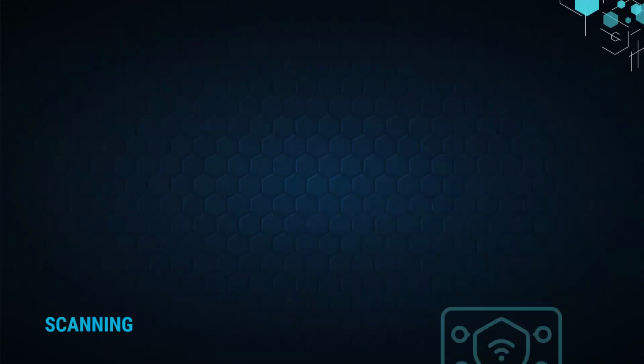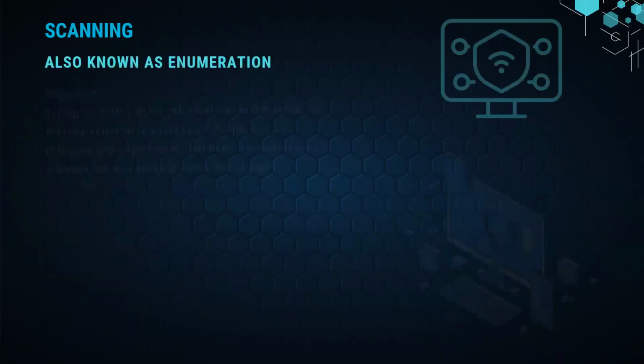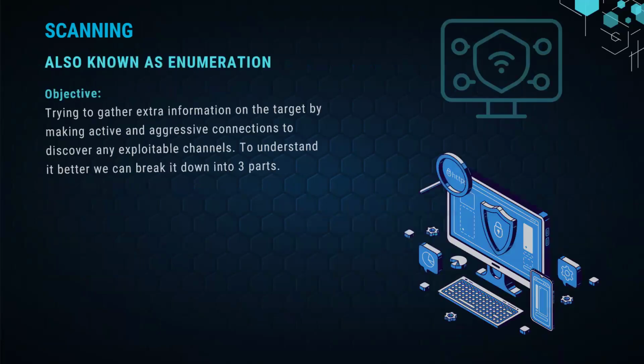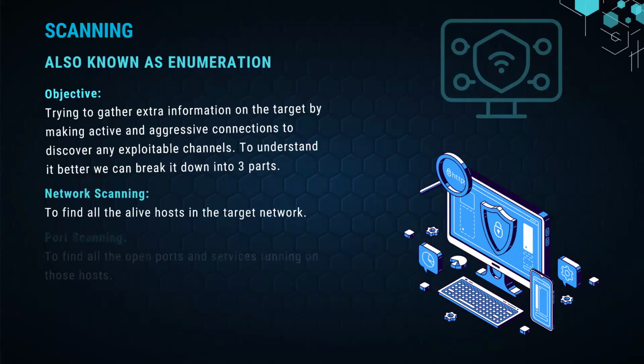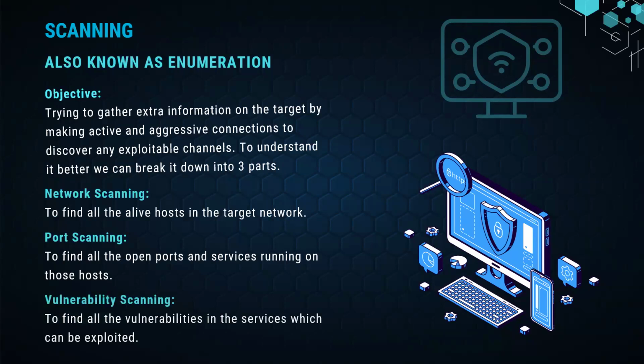After this information has been obtained, it is utilized in the next phase, which is called scanning. This is called enumeration as well. The objective here is to get some extra data, but by active measures. Earlier, we got the data passively. Here, we make direct connections with the target and get some extra data. To understand what that data is, we can divide scanning into three parts. There's network scanning first, where we try to figure out what their internal network topology is.